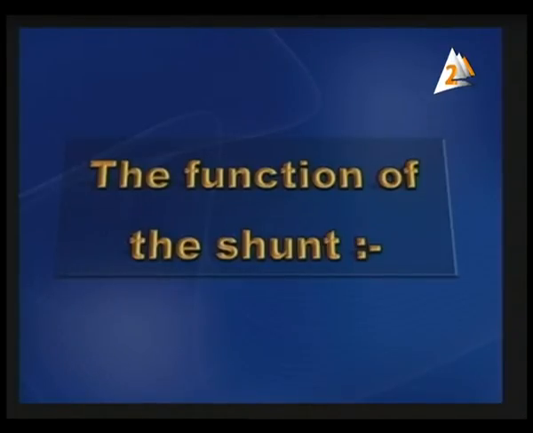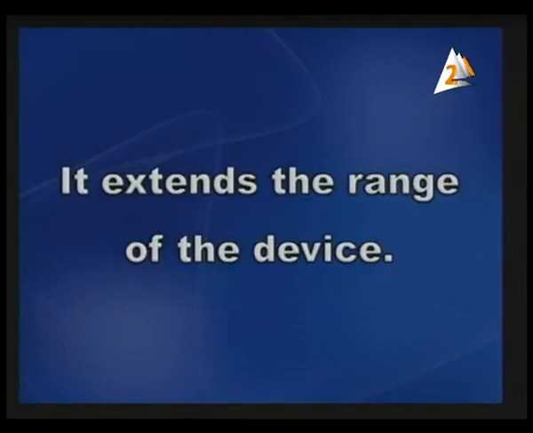Function of the shunt. First of all, it increases the range of the device. What does it mean? It enables the device to measure higher current intensities. It extends the range of the device. In other words, it decreases the sensitivity of the device to enable it to measure higher current intensity.